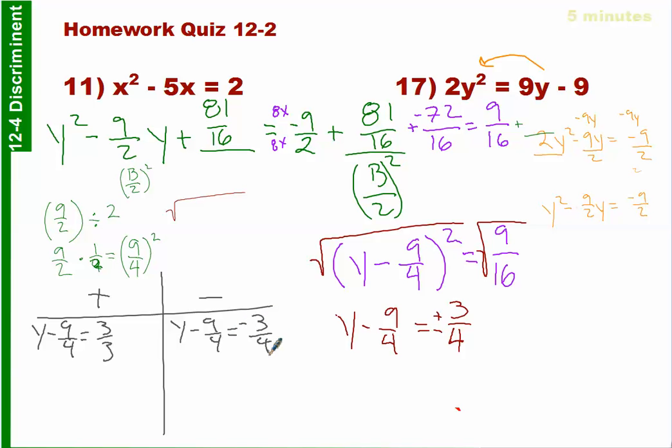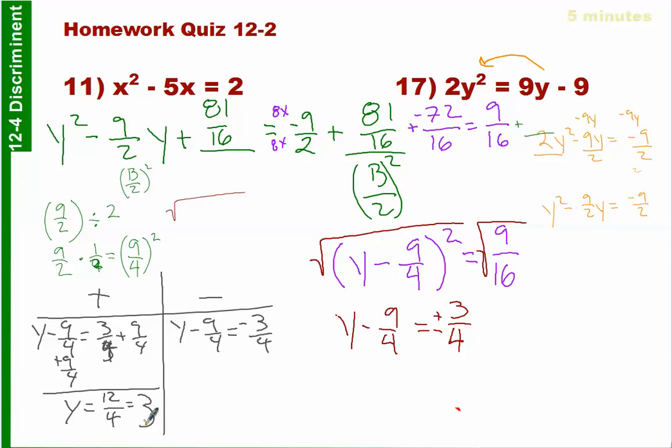So what do I do to both sides to get the y by itself? Add 9/4. So if I add 9/4 to both sides, I get y is equal to, well, what's 3 plus 9? 12. 12 over 4. What's another way of saying 12 over 4? 3. So y is equal to 3, but that's not the only solution.